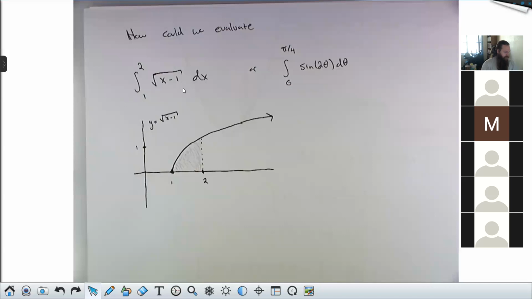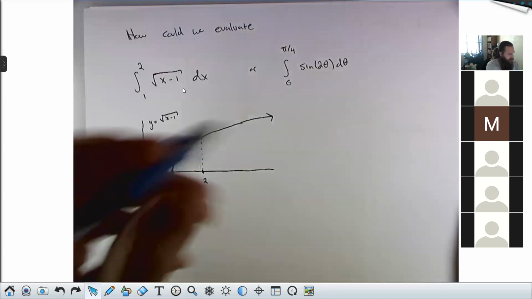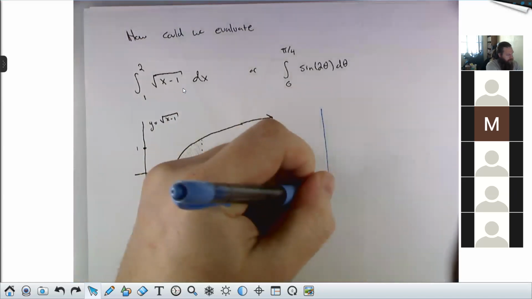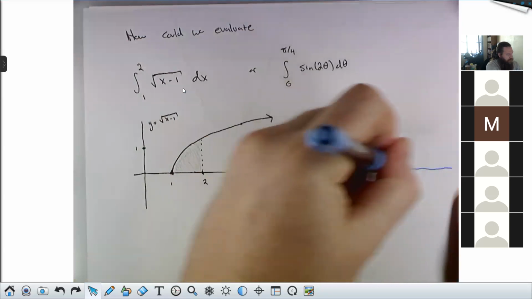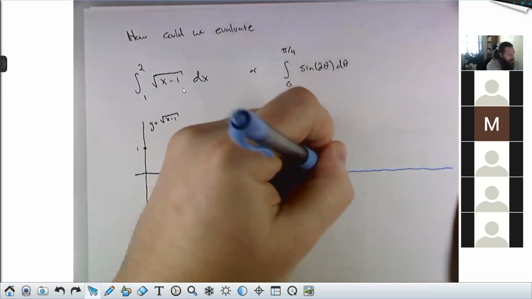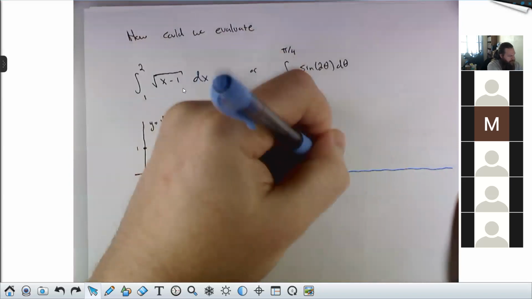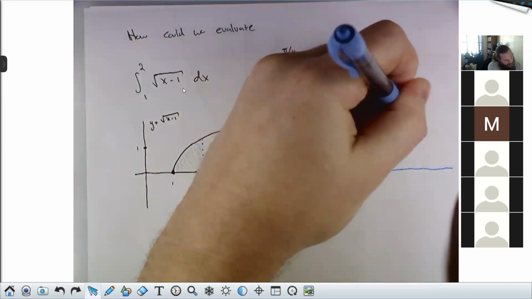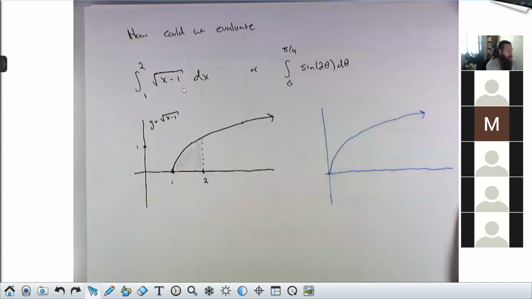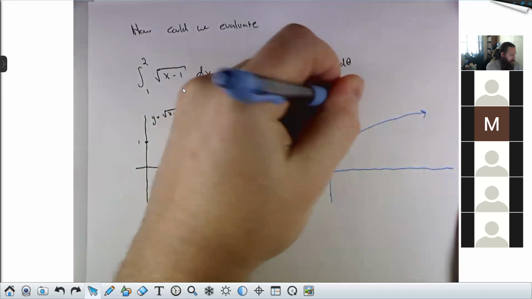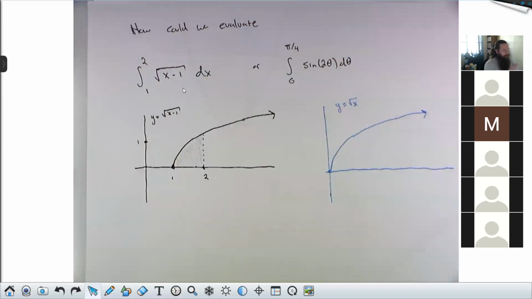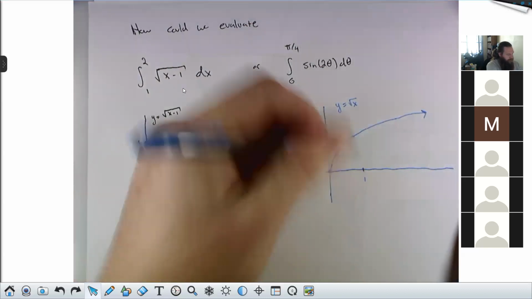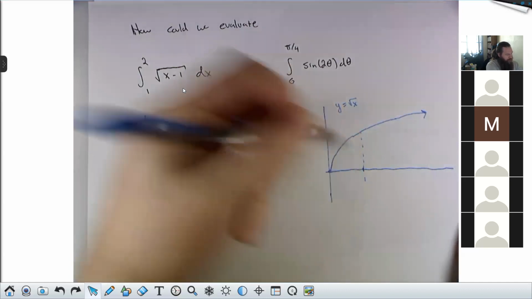And let me also draw the graph of good old-fashioned root x. I'll draw that in blue. Try to draw it to the same scale. Square root of x. Maybe here I'll mark 1. And I'm going to shade an area here.